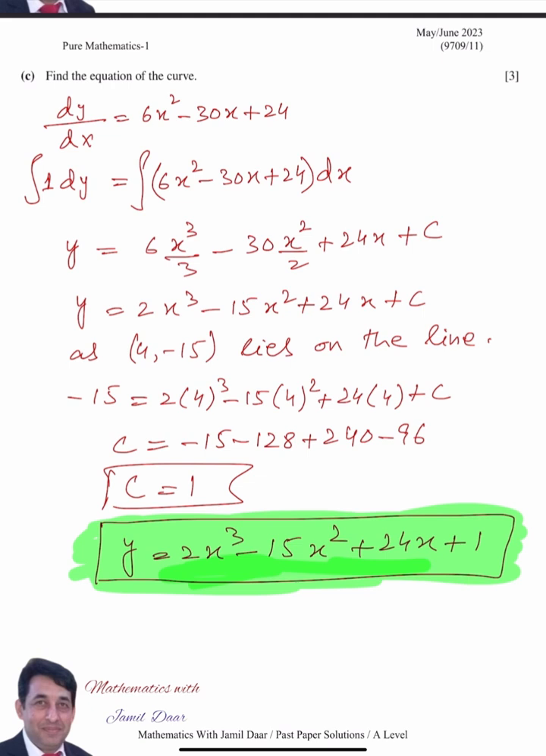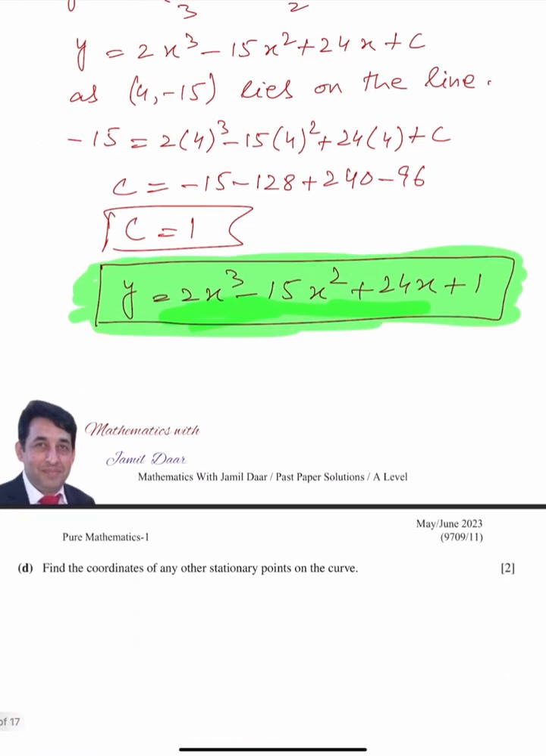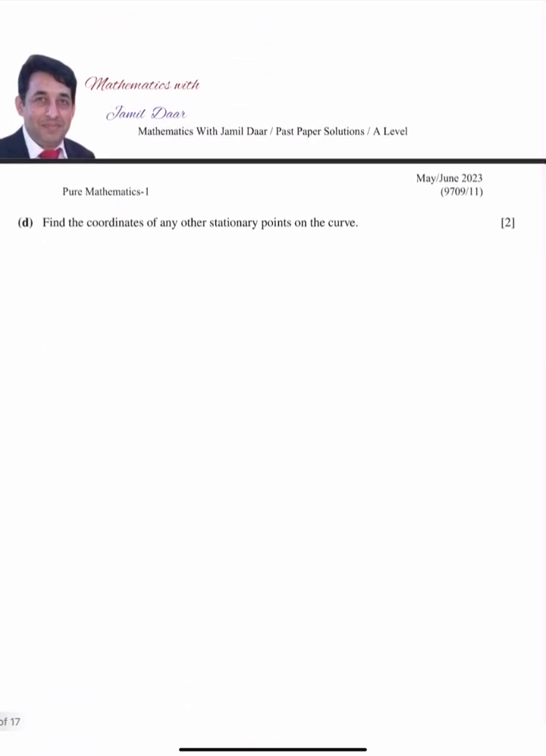So the next part is part D. Find the coordinates of any other stationary points on the curve. Any other stationary points on the curve. You know that dy over dx was given to be equal to 6x square minus 30x plus 6a, and a is 4, so that will become 24.